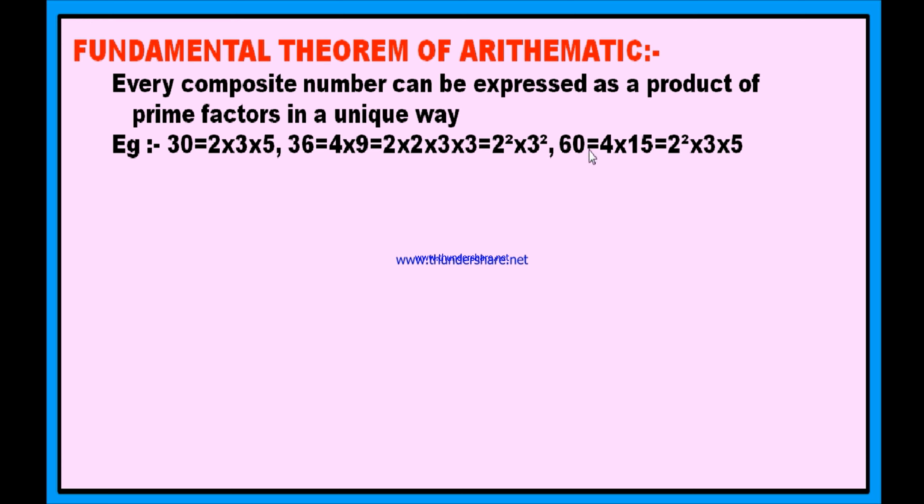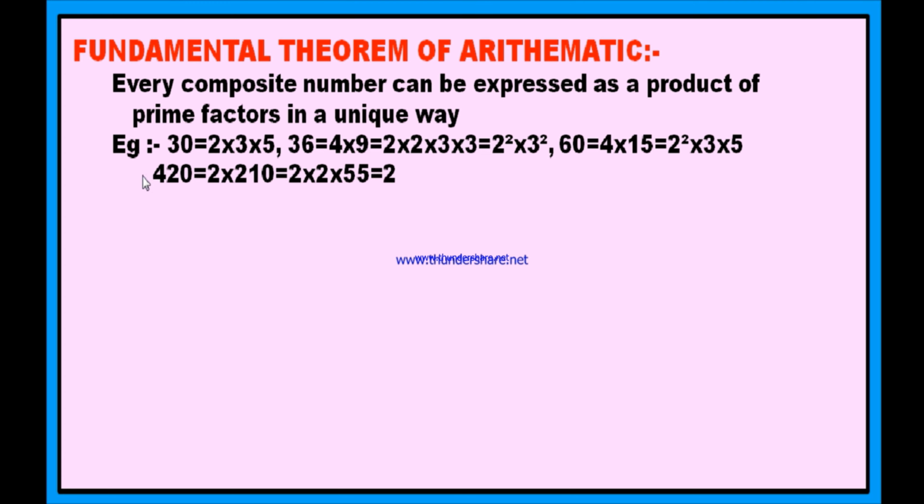Similarly, 60. 60 is nothing but 4 times 15. 4 is 2 square and 15 is 3 into 5. Therefore, 60 can be written as 2 square into 3 into 5. This is the only way in which 60 can be written as the product of prime numbers. This is called the fundamental theorem of arithmetic. Every composite number can be expressed as the product of prime factors in a unique way.